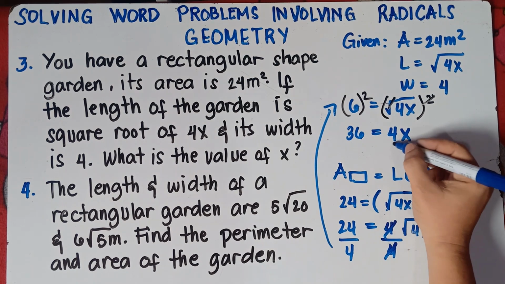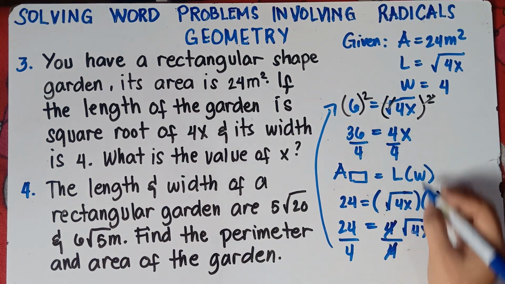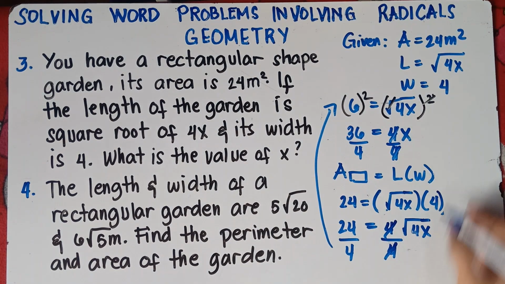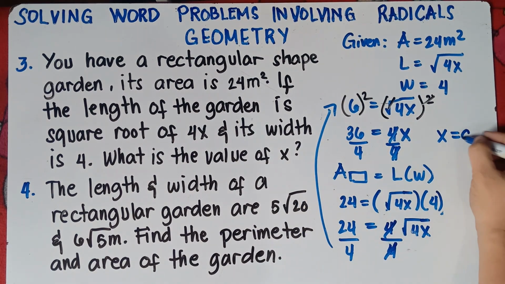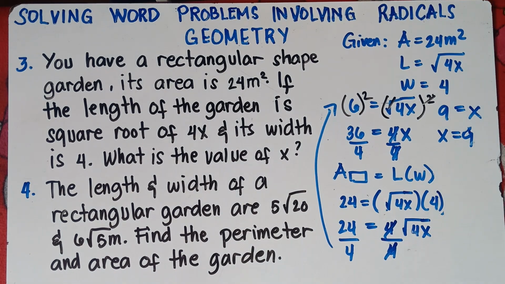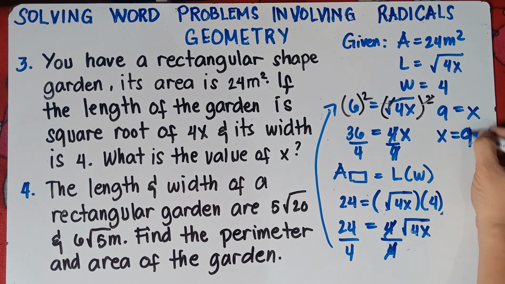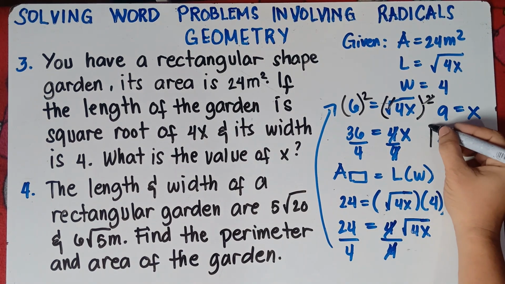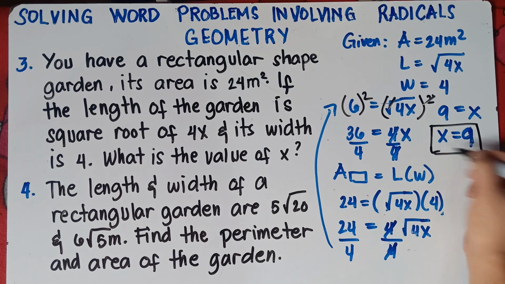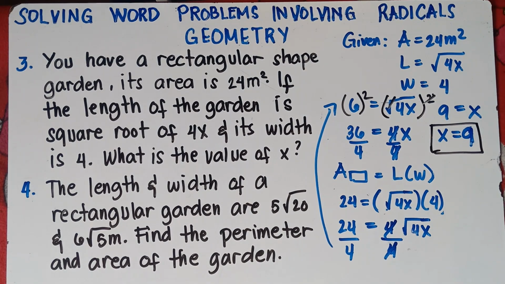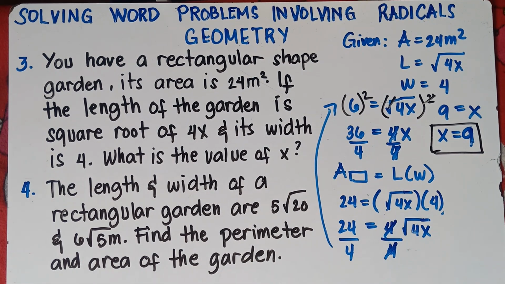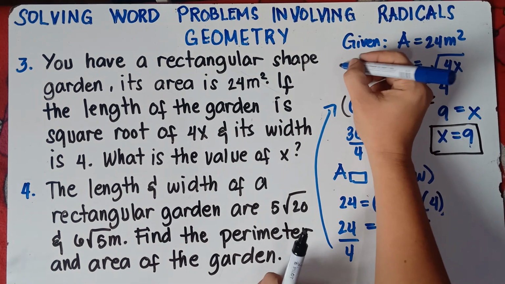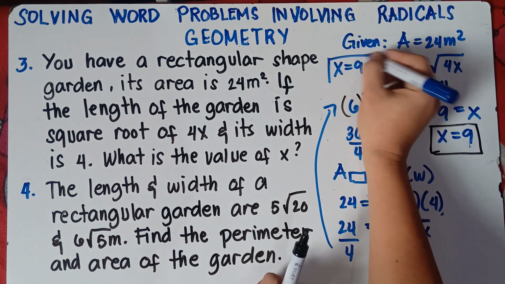And then, to get the value of x, you divide both sides by 4. So therefore our x equals 36 divided by 4, that is 9. So 9 equals x is just the same as x equals 9. That's it, class. That's the answer for number 3, x equals 9. Easy, right, for number 3? Quite a complicated question, but when you solve this one, it will be very easy for you, class. So x equals 9.